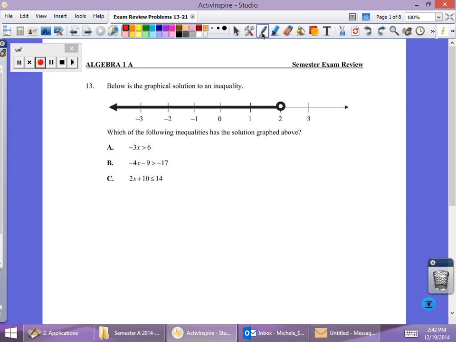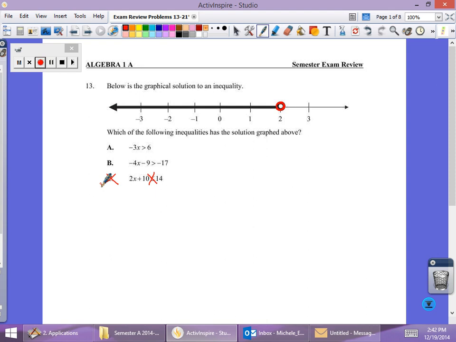Below is the graphical solution to an inequality, and which of the following inequalities has the solution graphed above? Well, first what I notice is that this has an open circle. And if it has an open circle, it means that our inequality should not have an equal to sign, which means I can immediately X out choice C because that would have a closed circle with the equal to sign.